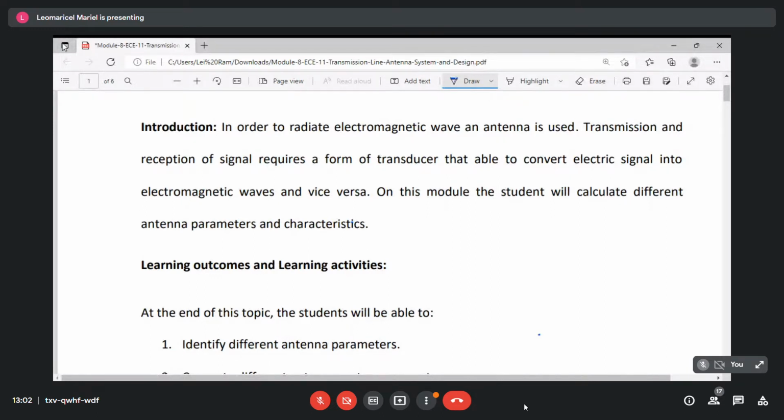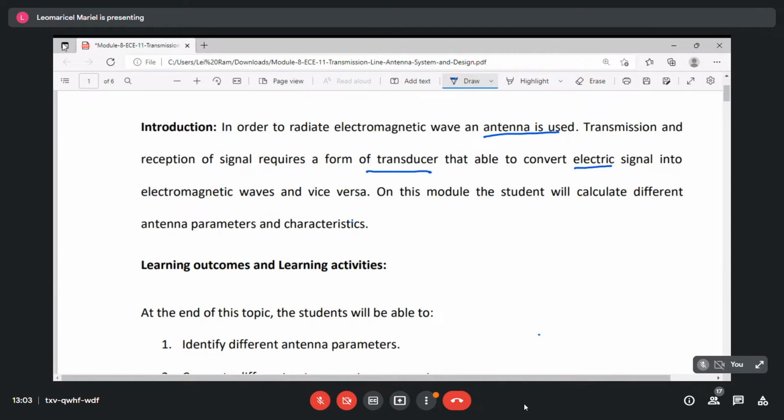So in order to radiate electromagnetic waves, antennas are used. Alam naman natin that the antenna is an example of a transducer that is able to convert one form of energy to another. Meaning to say, the antenna converts the electric signal into an electromagnetic wave and the electromagnetic wave into electric signals. So the transmission and reception of the signal requires this form of transducer. As I discussed, it converts electric signals into electromagnetic waves and vice versa.